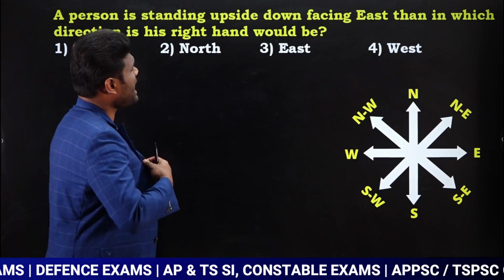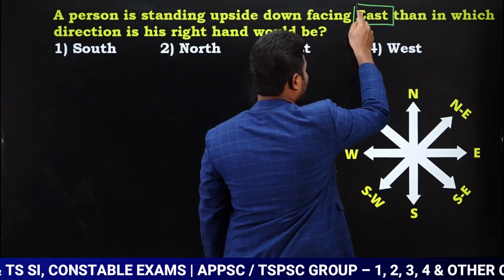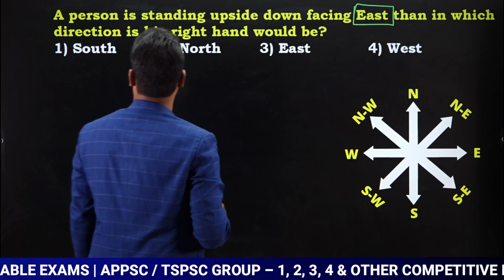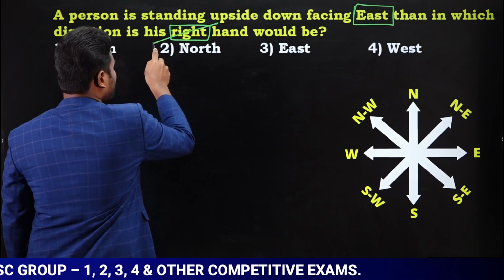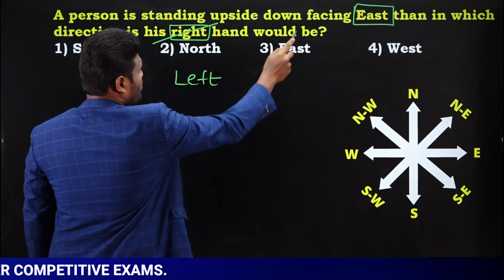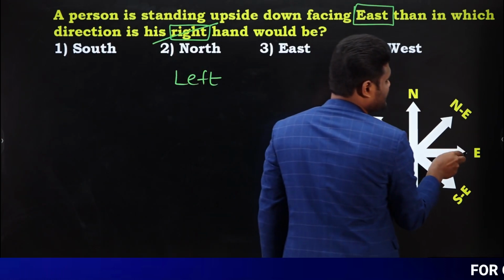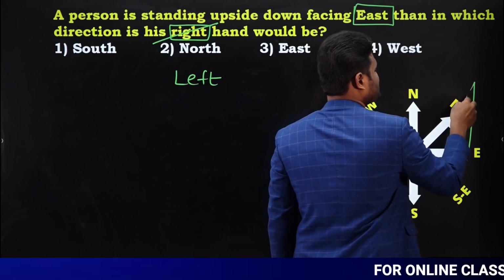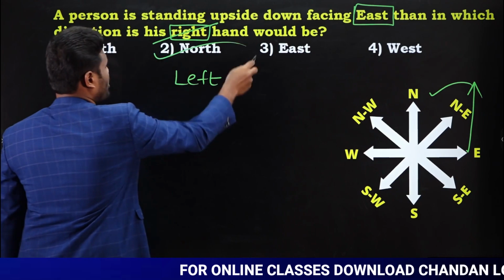A person is standing upside down facing east. So the direction mentioned is nothing but east direction. In which direction is his right hand facing? What I told you, if it is given as right, you need to take it as left. That is what I have told you. So when the person is facing east, left hand. Look here. When the person is facing east direction, left hand means towards north. Yes or no? So we can say the answer is going to be north direction.